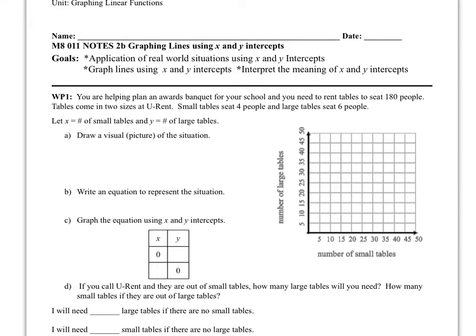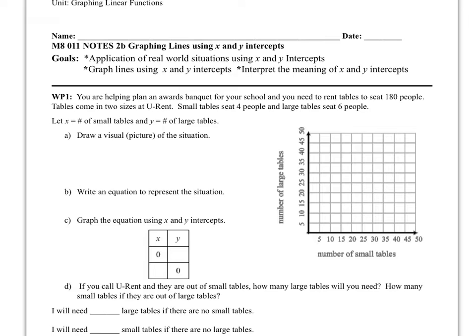First problem we're doing talks about helping to plan an awards banquet for our school, and we need enough tables to seat 180 people. Tables come in two sizes at U-Rent. Small tables seat 4 people, and large tables seat 6 people. We're going to let x represent the number of small tables we have, and y represent the number of large tables we have. I can also see that my axes are labeled similarly. X-axis is small tables, y-axis is large tables.